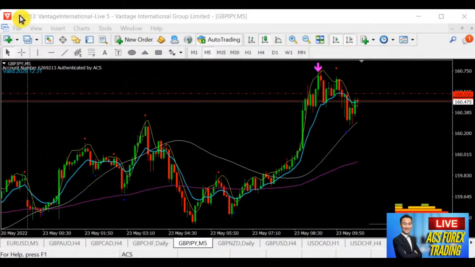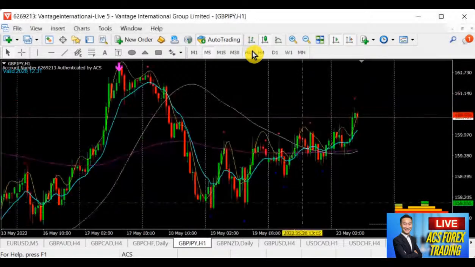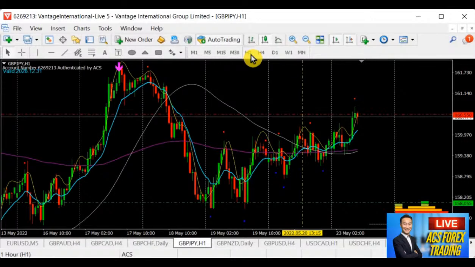Pound yen, tentatively. Just ignore me, just watch me and ignore all my actions, if you can see me. Pound yen, tentatively in H1, we are having a retracement right now.